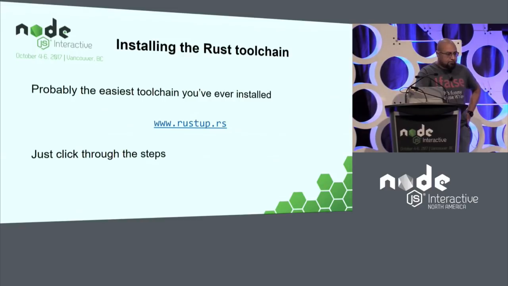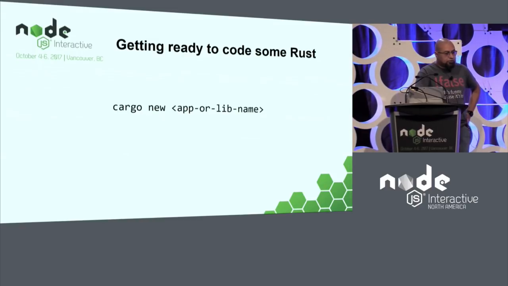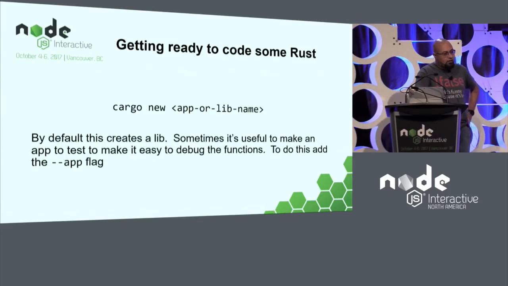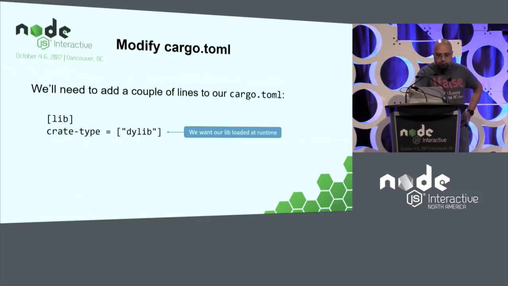It's a pretty nice install experience. Once you have it installed, you can go into a directory and type cargo new and give it a name. Cargo will generate all of the assets for you that you need to get started. By default, this will create a library. Libraries are hard to debug, so it's useful to sometimes create an app and then remove that little app wrapper once you're happy with your code.